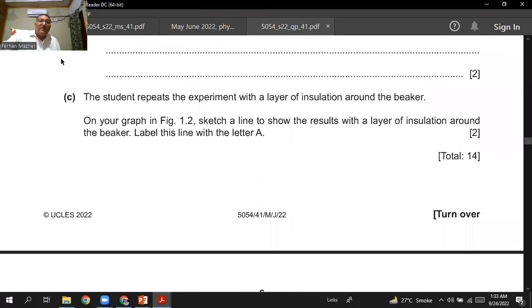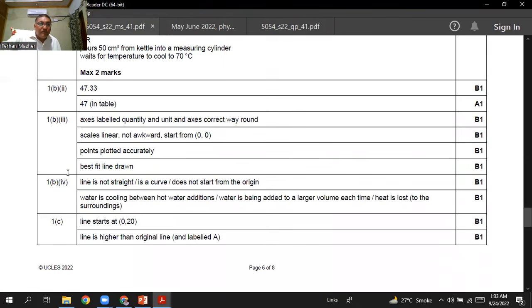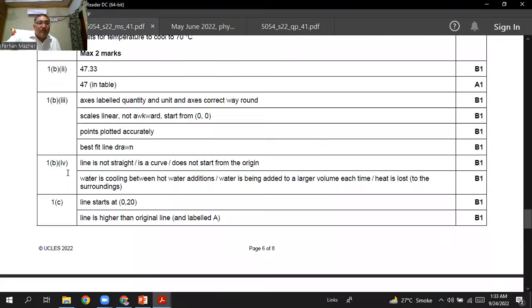Okay, so the student, let me show you the marking scheme also. Okay, so we are done with this.